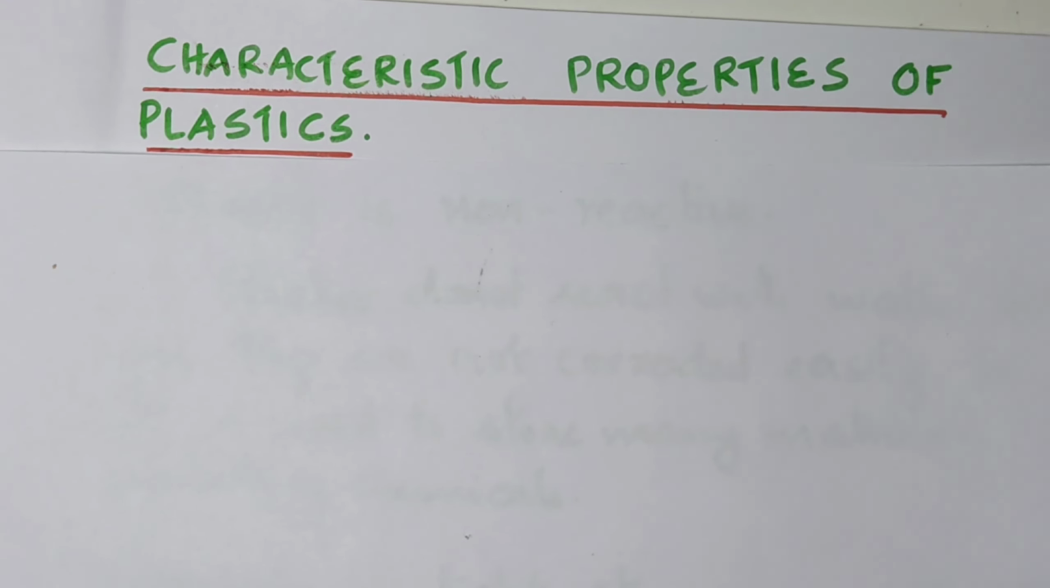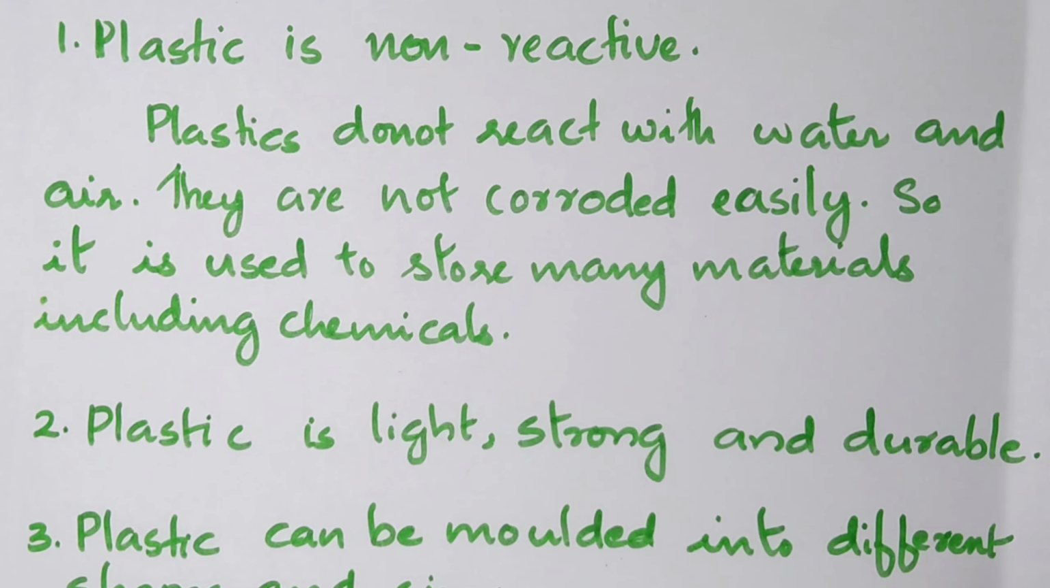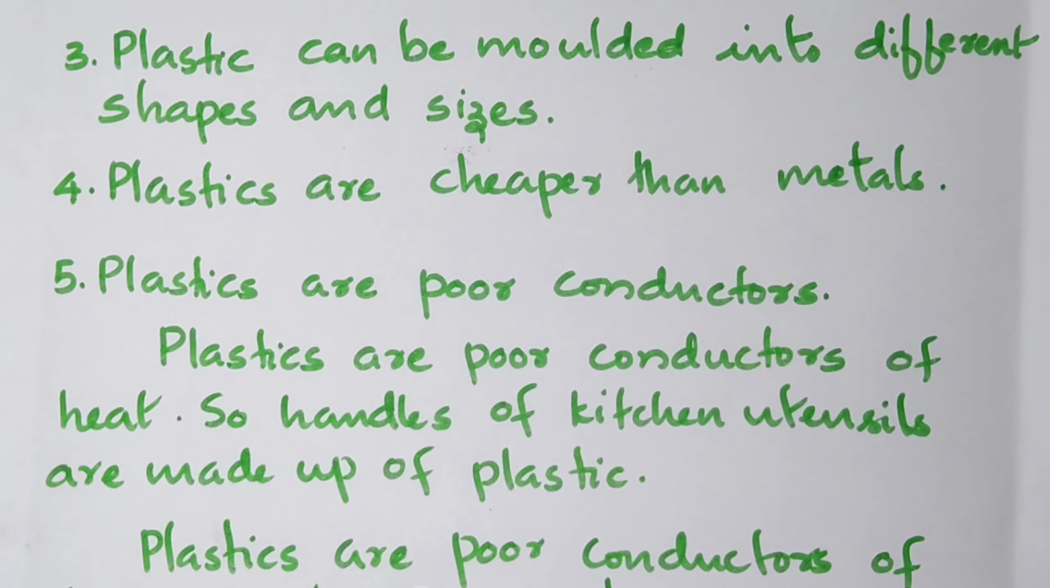Characteristic properties of plastics. First point, plastic is non-reactive. Plastics do not react with water and air. They are not corroded easily. So it is used to store many materials including chemicals. Second, plastic is light, strong and durable. Third, plastic can be molded into different shapes and sizes.